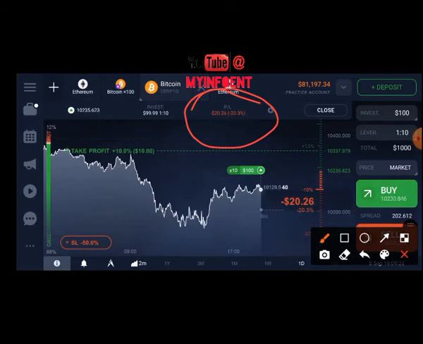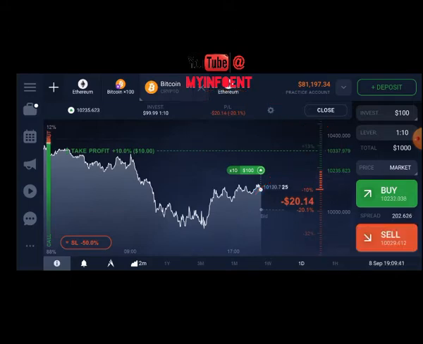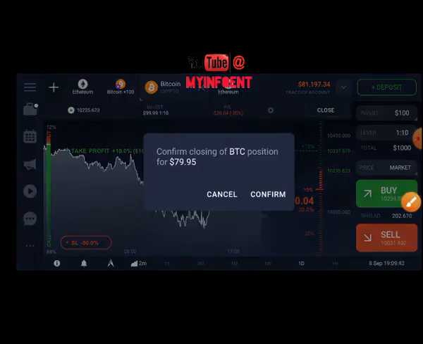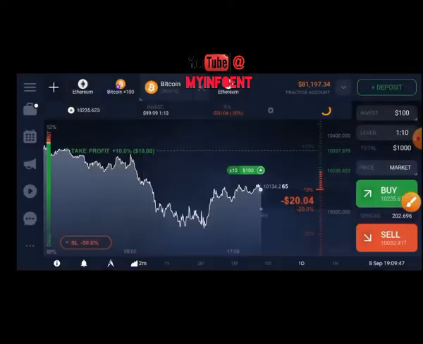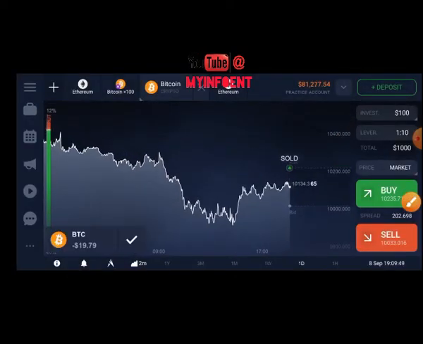So once you're on profit and you decide to close this trade, what you just do is click the close button here. Once you click the close button, it will secure your profit. You click confirm, then it will secure your profit. That is when you're on profit already.